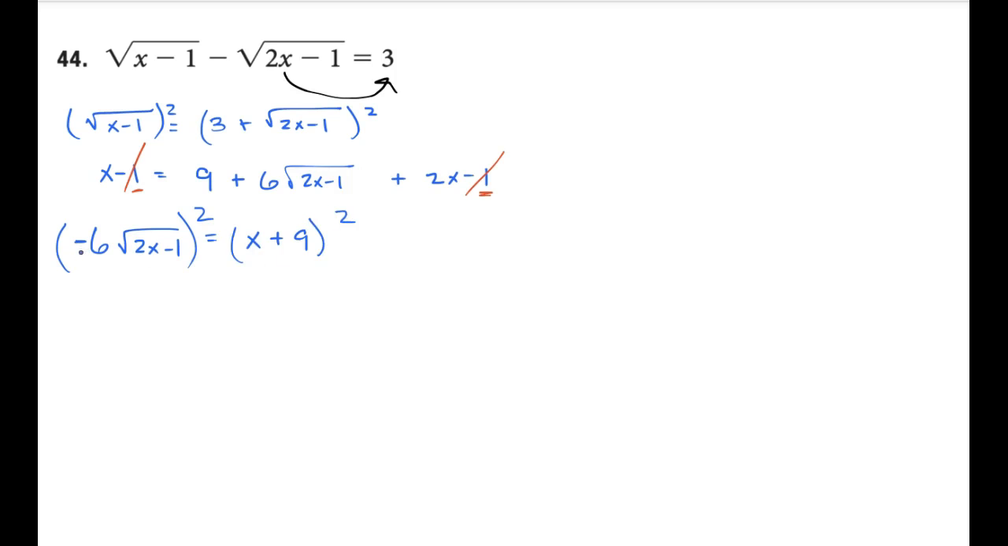And what happens to the negative here? Well, when you square a negative, it goes away. So you end up with 36. And then 2x minus 1 square root squared is just 2x minus 1.